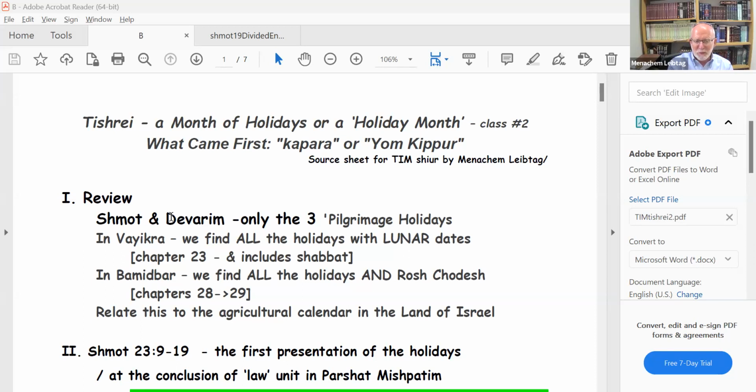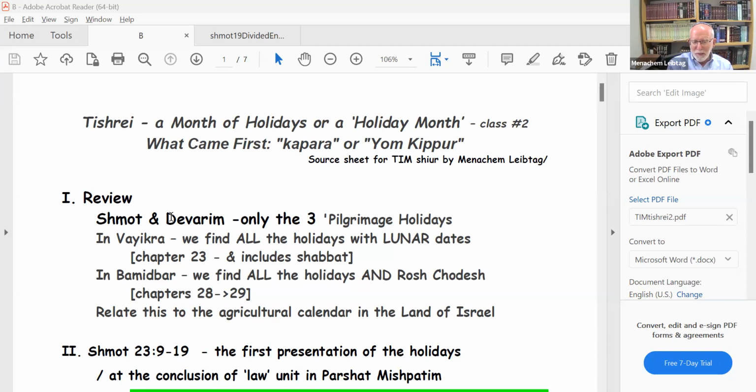Now, what we did last week, we related all this to the agricultural calendar, and we explained that even if it wasn't for historical events of getting out of Egypt and receiving the Torah and being in the desert, there would still be a need for the Shalosh Regalim, meaning on the critical times of the agricultural year, it makes sense we have to remember who our God is.